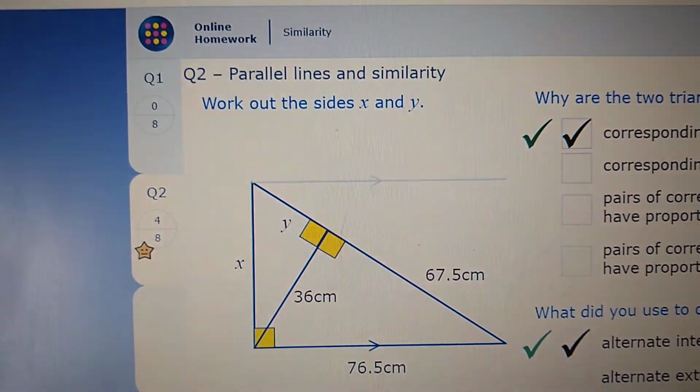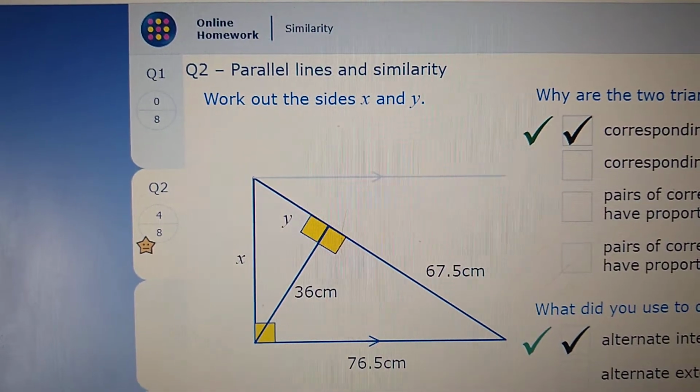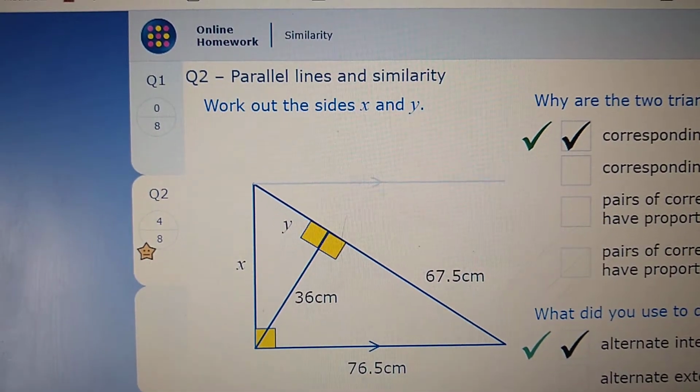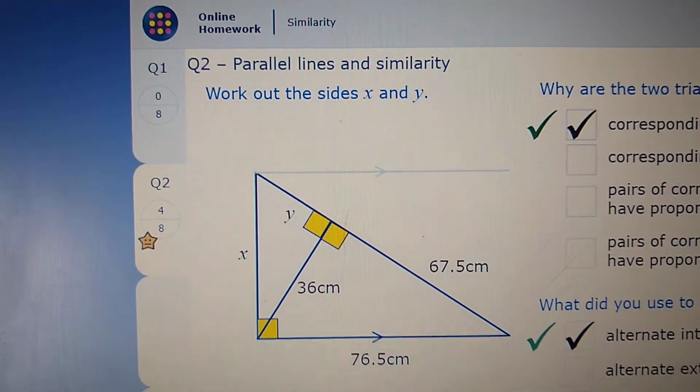Right, here's some help on similarity. Question 2 on MyMaths. You might not come across this setup, but if you do, I think it's quite tricky, so I've just done you another video.